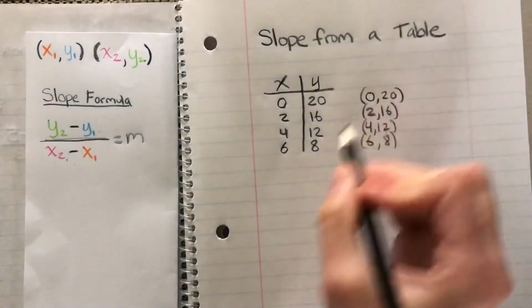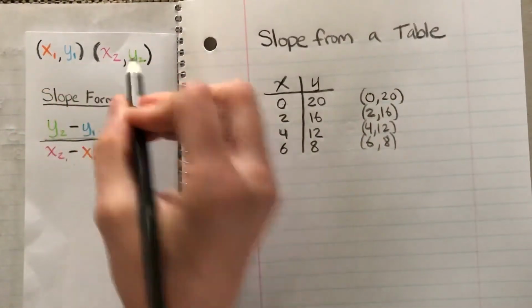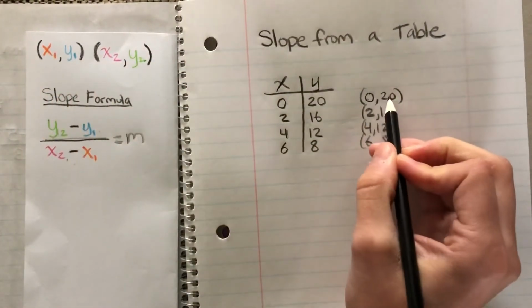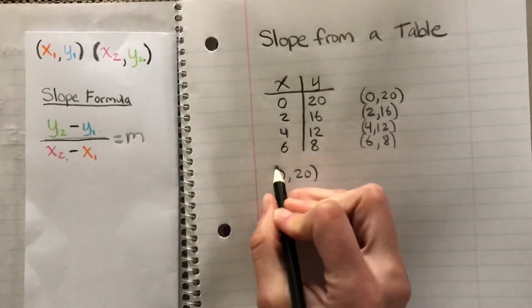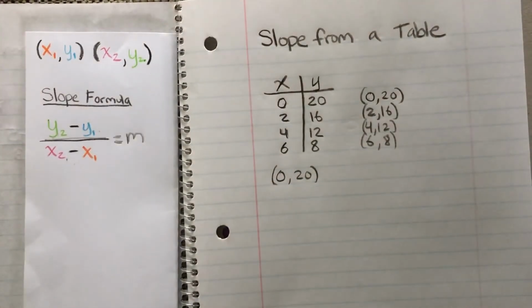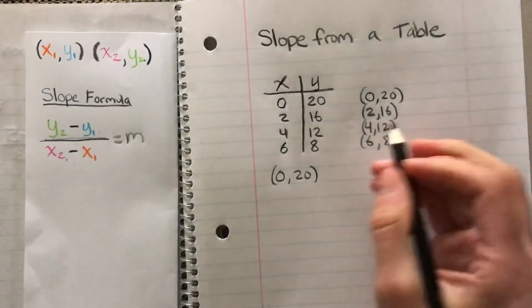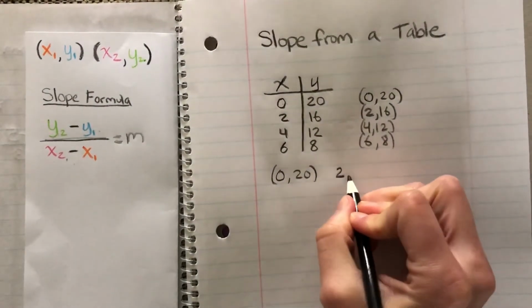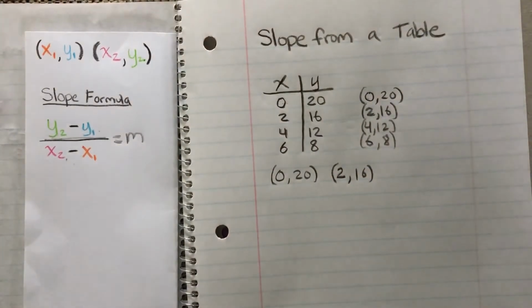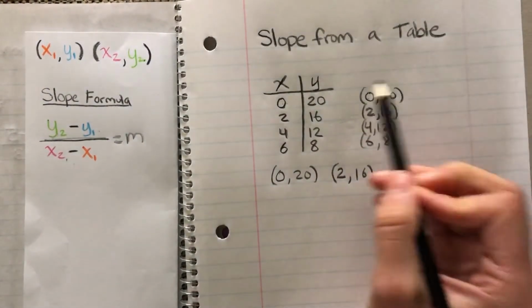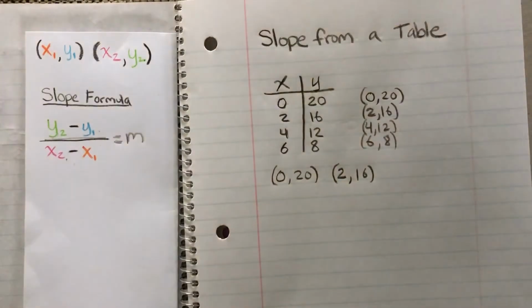So the first point I'm going to use, and I'm going to set them up in this way, is going to be the point (0, 20). 0, 20 will be my first coordinate pair. And the second coordinate pair that I'm going to use is (2, 16). So all I've done so far was choose 2 of these points that I got right out of this table.